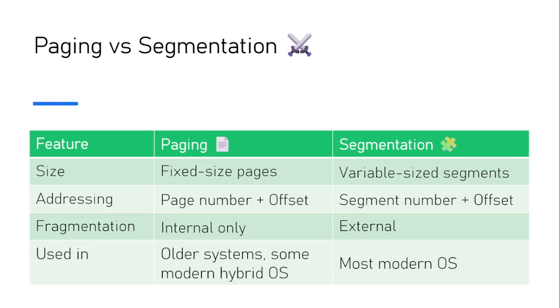Now I'll talk about the differences between paging and segmentation. Paging has fixed size pages, while segmentation can have variable size segments. In paging, the address is given by page number plus offset, while in segmentation it is segment number plus offset. Paging has internal fragmentation only.